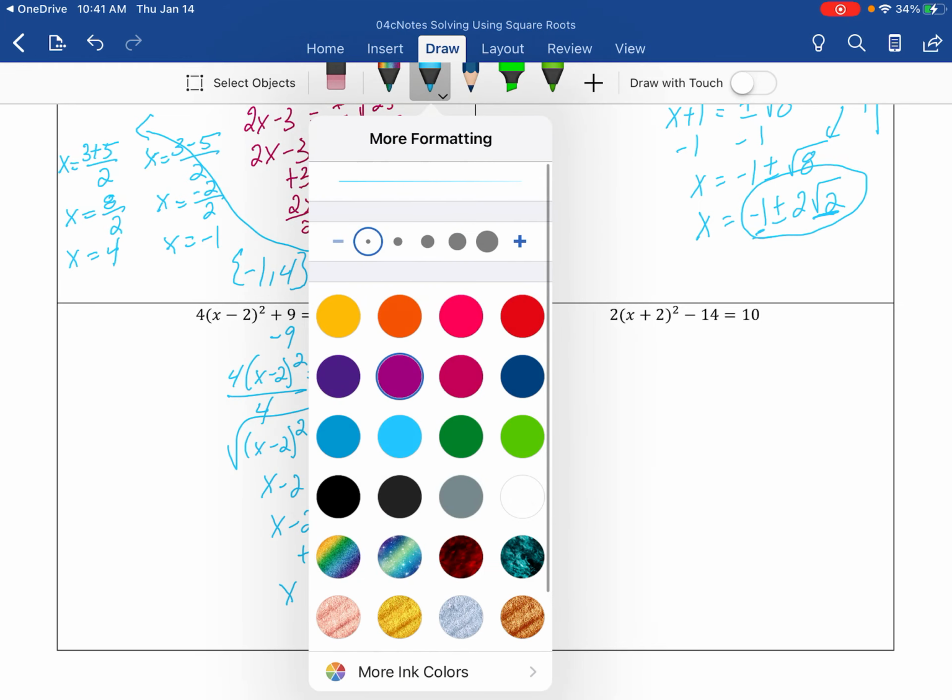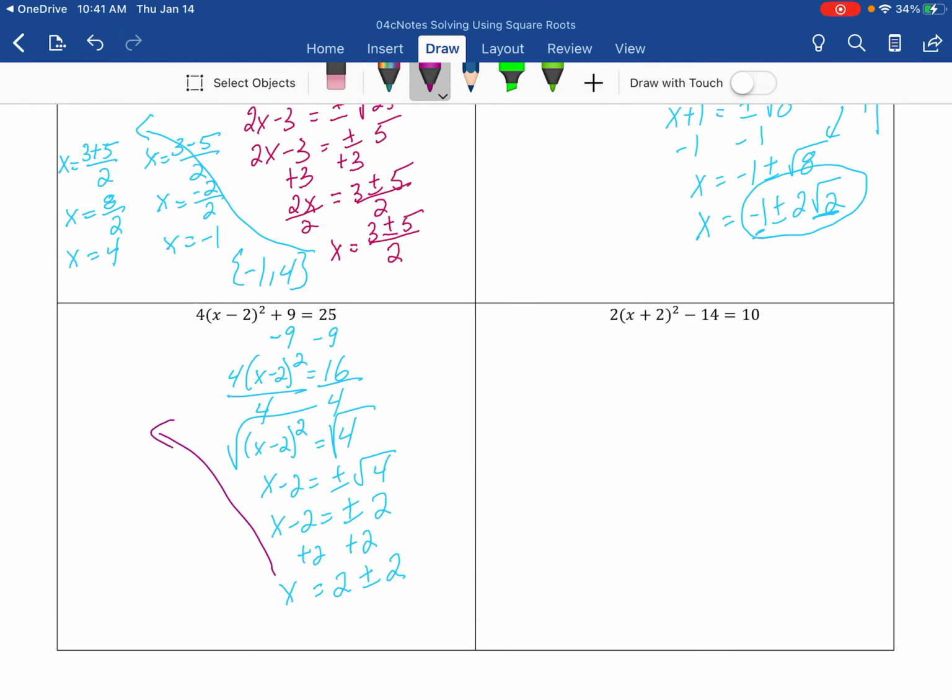Okay, I'm going to switch my colors. So it's either x is equal to 2 plus 2, so my x value could be 4, or x is equal to 2 minus 2, so my x value could be 0. So my solutions here are going to be 0 and 4.